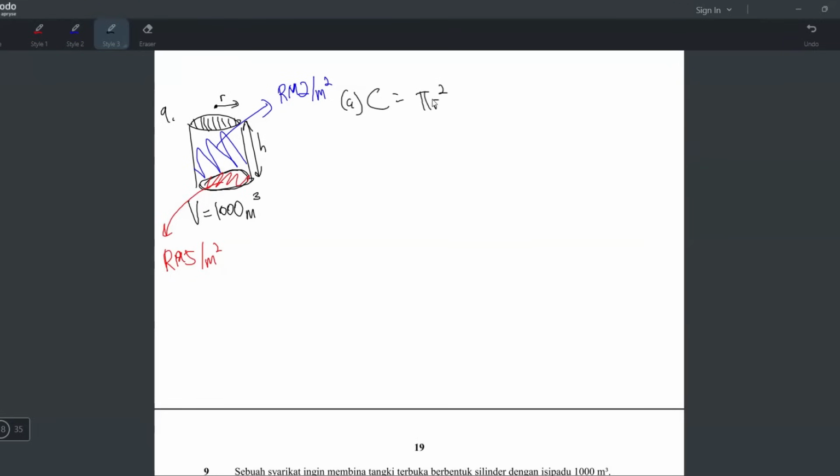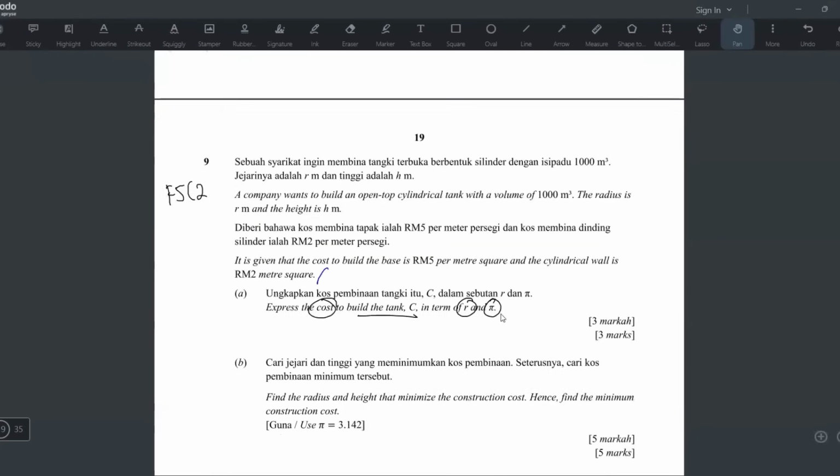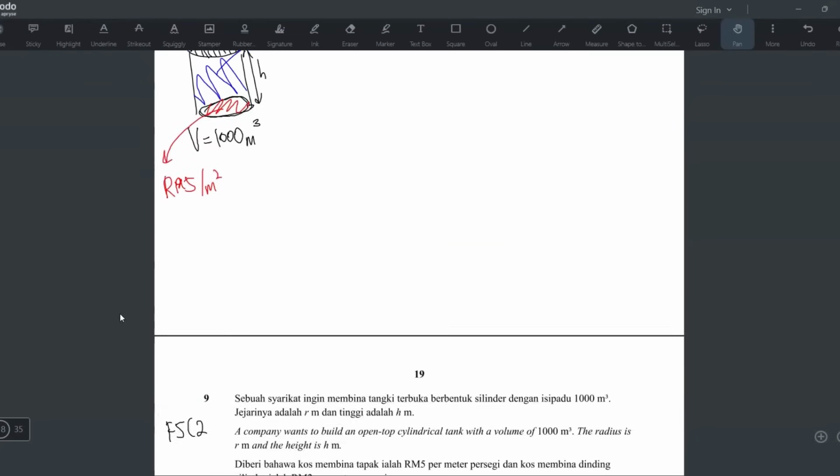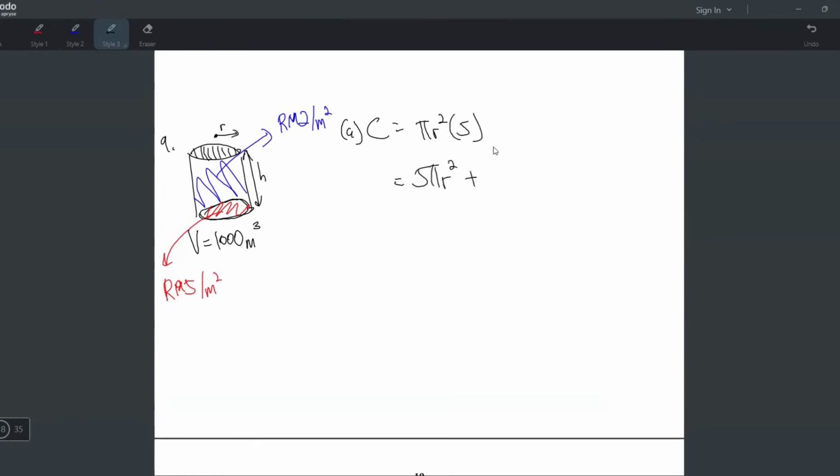And the r, you don't have to substitute with anything because the question already says in terms of r and pi. So the r and pi you will just leave as r and pi, no need to substitute anything. The question wants your answer to have r and pi. Alright, so it's just pi r square, but you have to multiply by 5 because you want to get the cost. Okay, so you get 5 pi r square. But it's not finished, add more with the cylinder wall.